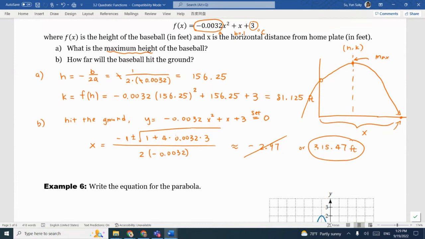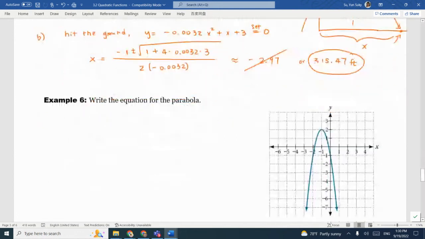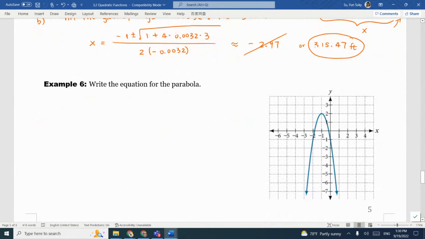So far, so good, everybody? Mm-hmm. Do you have the same answer? Okay, awesome. So this is example 5. All right. Example 6. Write the equation for the parabola. So here we are given the parabola. All right. We want to write down the equation.